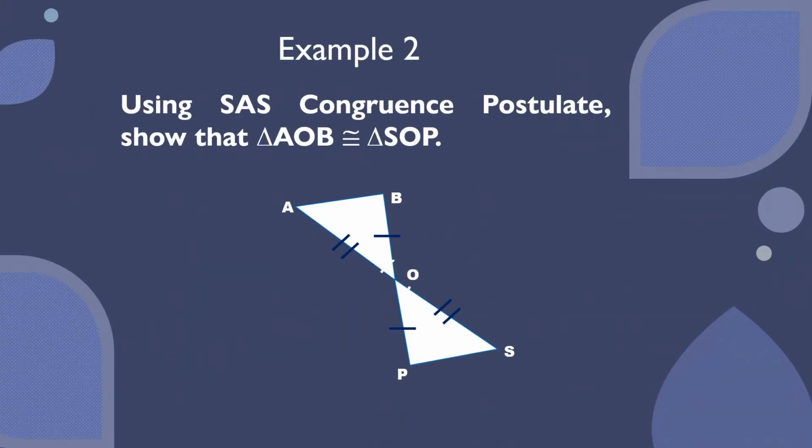Let's proceed to the second illustrative example. Using SAS Congruence Postulate, show that triangle AOB is congruent to triangle SOP. Notice that in the given figure, the two triangles, namely triangle AOB and triangle SOP, are formed when segment AS and segment BP intersect at point O. Point O is the midpoint of segment AS and segment BP.